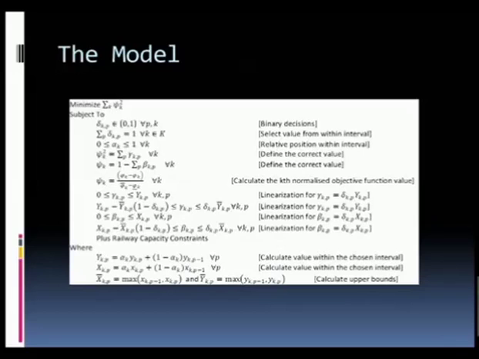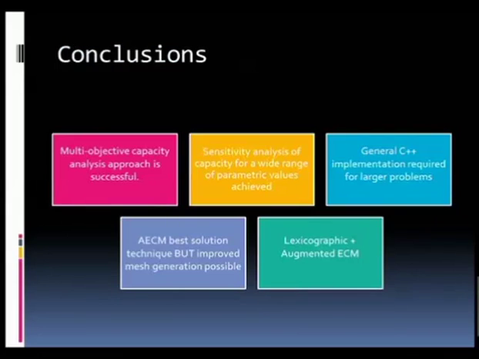I did a sensitivity analysis, and as I said, 100 points is fine, but 200 or more, it just dies. Cplex just can't cope. So it would be interesting to apply the normal separable programming approach to see whether that would be better or not. So in conclusion, the approach has been successful. It does a very good sensitivity analysis of the capacity for a wide range of parametric values. A C++ implementation is probably warranted if you're going to do more sophisticated adaptive ECM techniques and so forth.